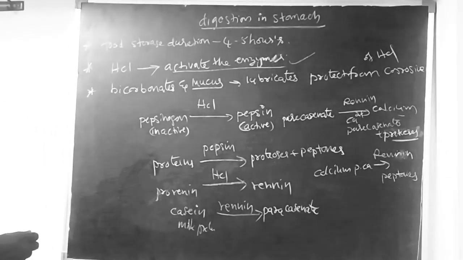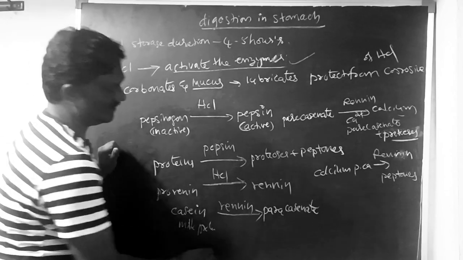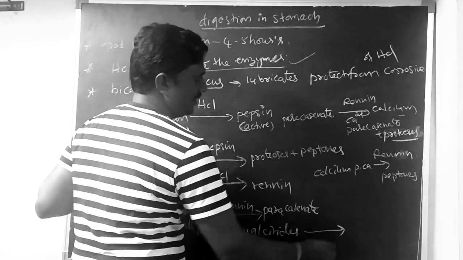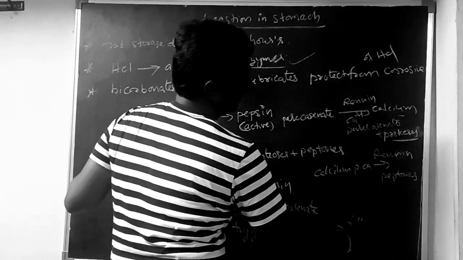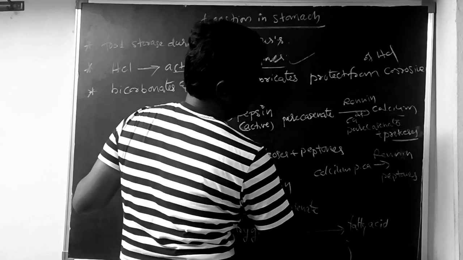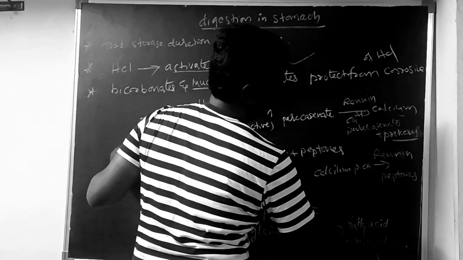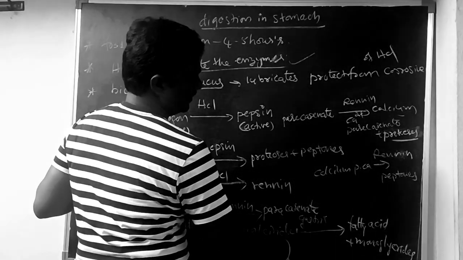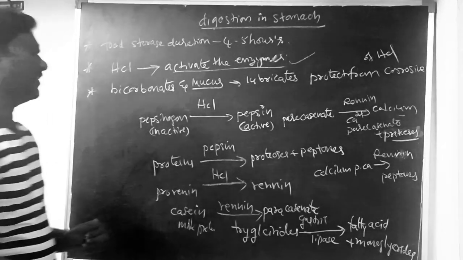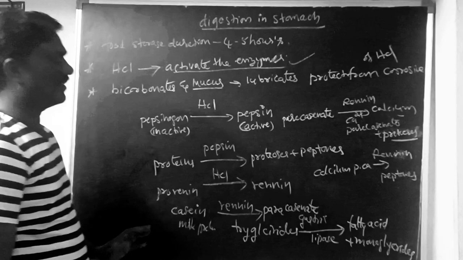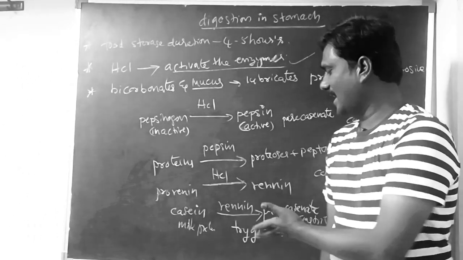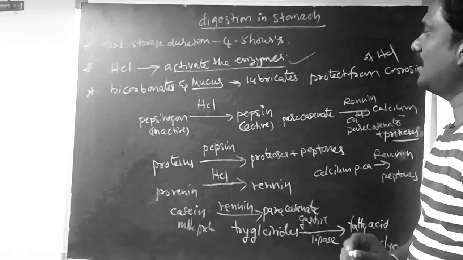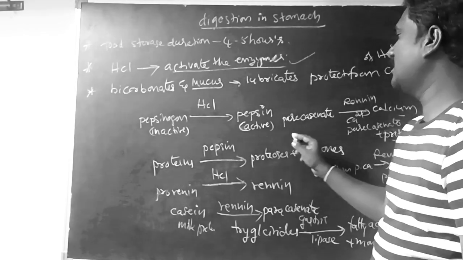The next one is fats. The triglycerides convert into fatty acids and monoglycerides by the gastric lipase. This is the digestion process in our stomach. Only proteins and fats are digested here. Most of the enzymes are in inactive forms.